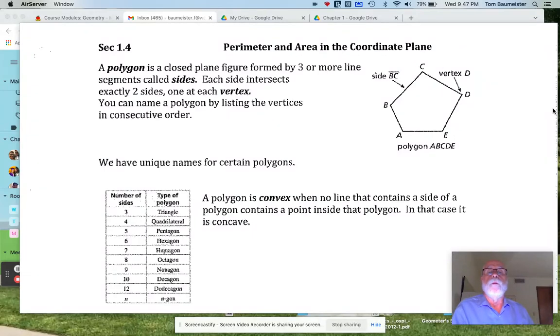Section 1.4, perimeter and area in the coordinate plane. A polygon is a closed plane figure formed by 3 or more line segments called sides, and each side intersects exactly 2 sides, one at each vertex. You can name a polygon by listing the vertices in consecutive order. Again, our vertices are the points right here.